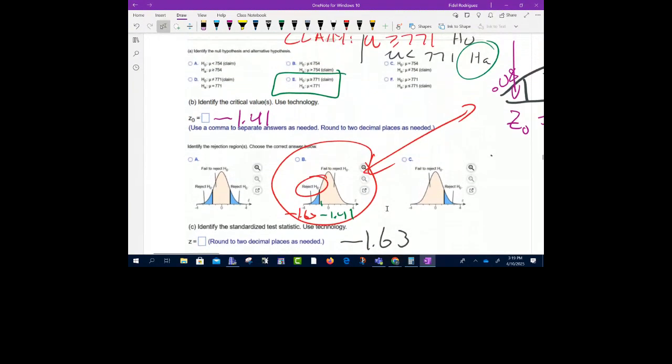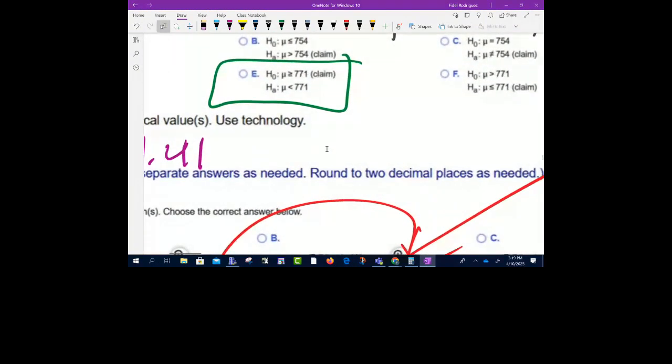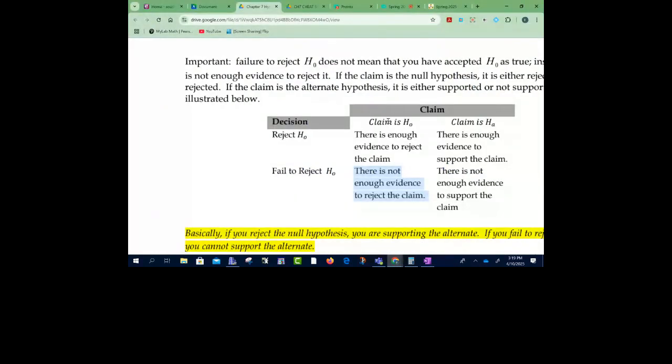Okay. Now, guys, before I pick my choice, A, B, C, or D, let me scroll back up again. What was my claim? Was my claim my ho or my ha? The ho, right? Let's come back here. The claim was the ho, and we rejected it. So what are we going to say? There is enough evidence to reject the claim?